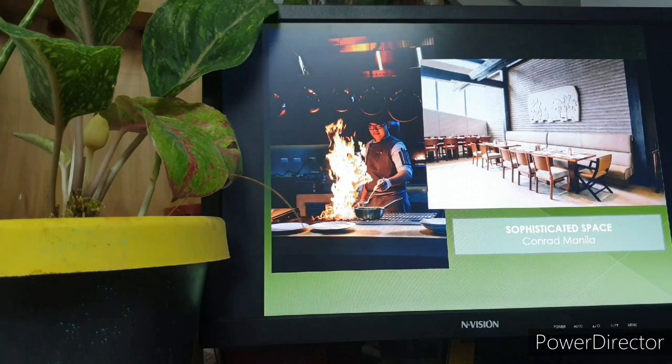So last but not the least, we have a Conrad Manila, offers a peaceful escape from the hustle and bustle of urban living. It is just 15 minutes away from Naiya and has stunning views of the storied Manila Bay.